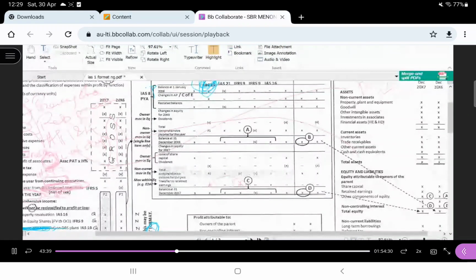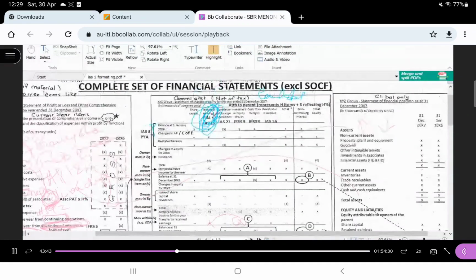Last year's RE is wrong. See, last year's this RE. Can you see this RE is wrong? So I will correct this in the SOCE by showing it as a correction of error, and I will come up with the corrected balance, means the restated balance.